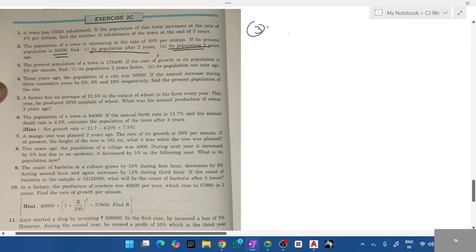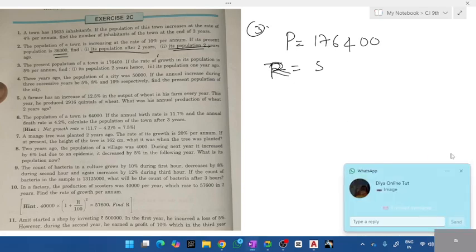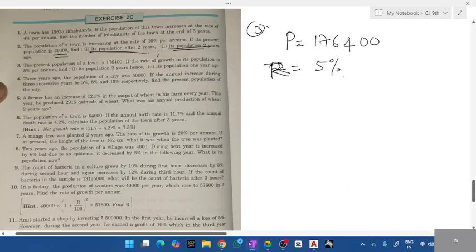Third one. What is the principal given? Actual principal 1,76,400. Time. Rate. What is rate? Which question are we solving? 5%, right? Ananya, we are doing the third question. Okay, 5%. R is 5%. But still your values are wrong. We are doing the third one. R is 5.